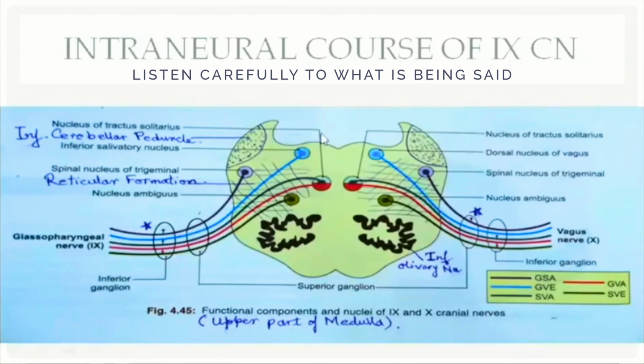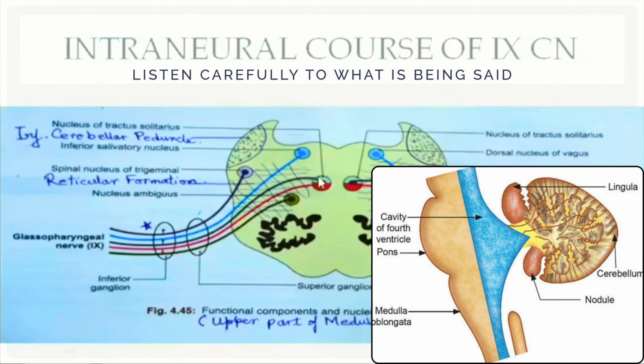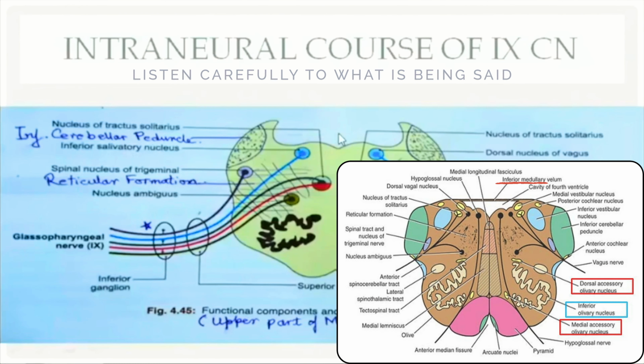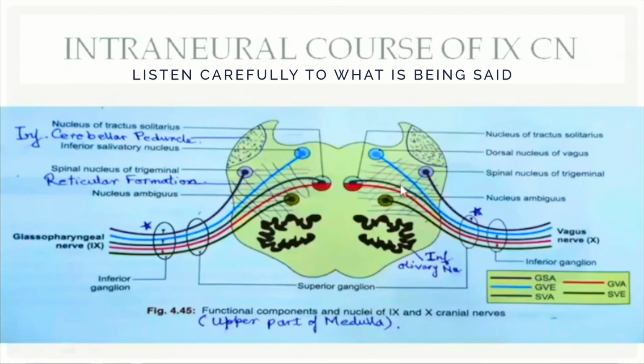Such type of open portion of the 4th ventricle you will also find in the lower pons. Remember? So the 4th ventricle is open behind in the case of the lower pons and in the case of the upper medulla. Then if you go down to the lower section of the medulla, this will be closed by the inferior medullary velum.